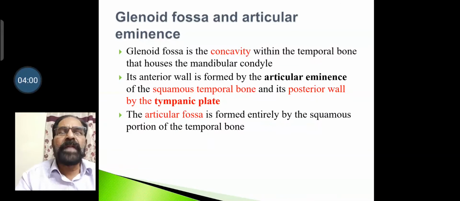Then the glenoid fossa or mandibular fossa and articular eminence. The glenoid fossa is the concavity within the temporal bone and houses the mandibular condyle. Its anterior wall is formed by the articular eminence of the squamous temporal bone, and its posterior wall is formed by the tympanic plate. The articular fossa is formed entirely by the squamous portion of the temporal bone.